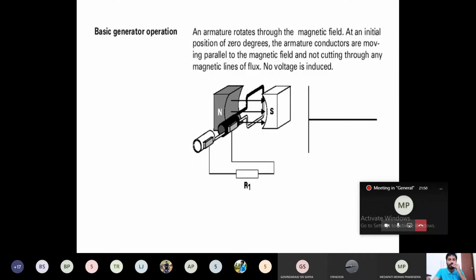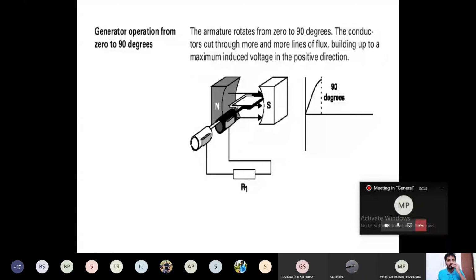Now after this position, the conductor is at 90 degrees. That means the conductor is rotating 90 degrees in the clockwise direction. Now you can see in the figure the conductor position rotated by 90 degrees. The conductor is placed perpendicular to the lines of force, so you will get the maximum amount of flux linkage between the conductor and the magnetic field. So EMF is maximum in this case.